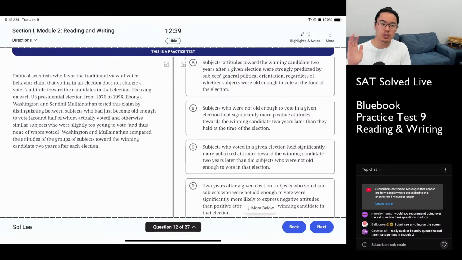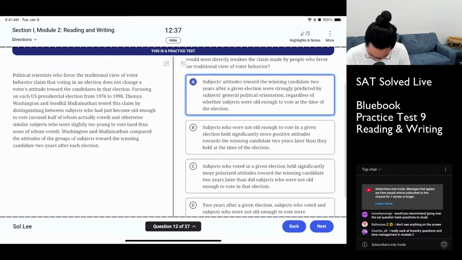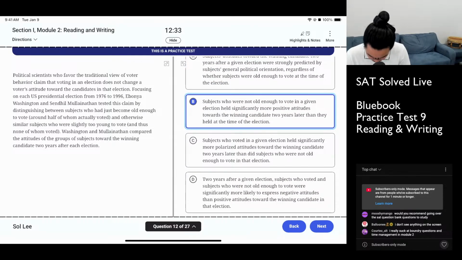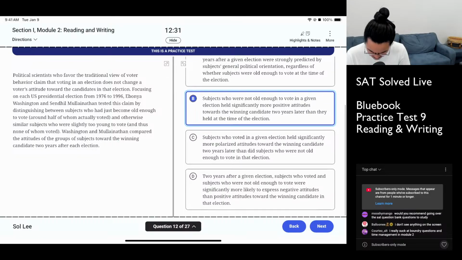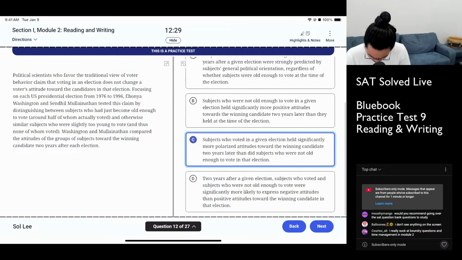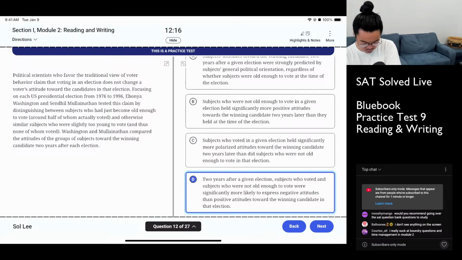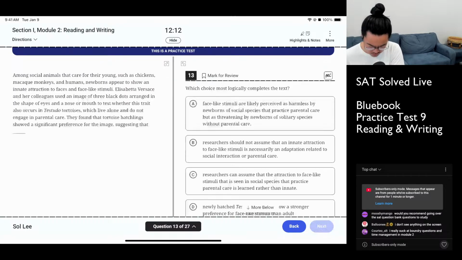has to show a change in their attitude. No, not enough to vote. Positive. No, that's opposite of what I want. Who voted held more polarized attitude towards the winning candidate than did the subjects who were not. Yeah, that sounds like yes, yes, yes. That's a change. Let me just double check. Years who voted. No, there's just clumping them together. Yep. So that's C.